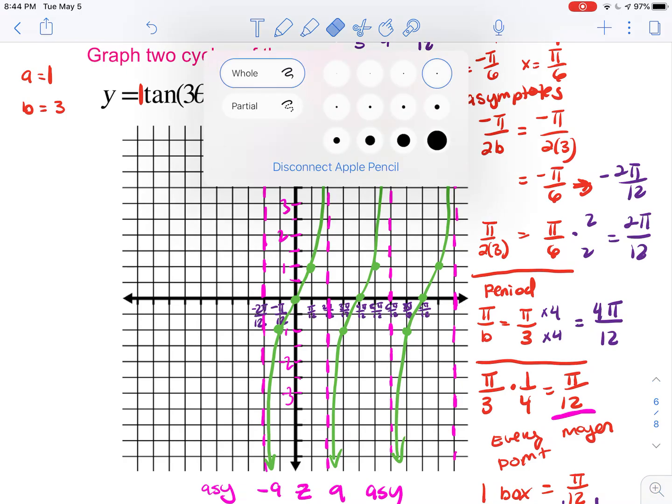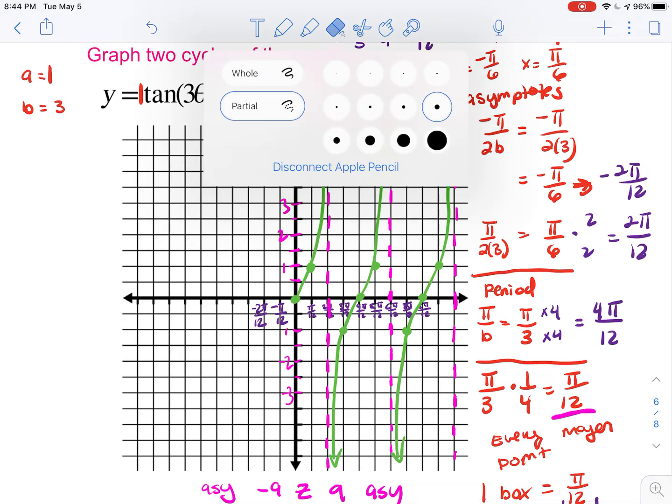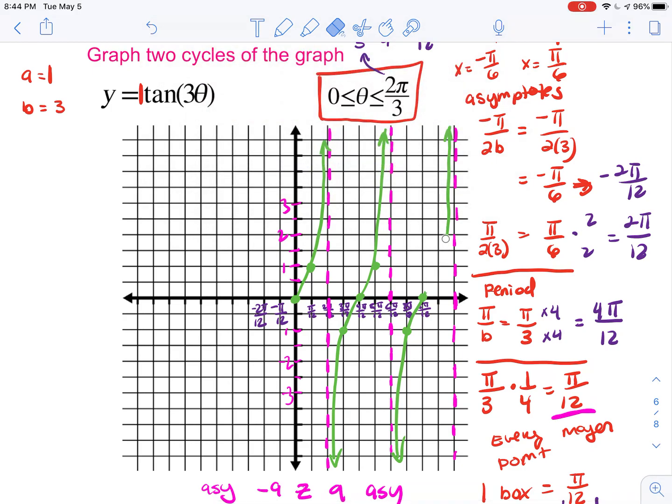What's left for us to do is to make sure we are following our directions. So we want to start at 0, which means I don't need anything in this negative section. So I'm going to actually start erasing. So that can go away, that can go away, right? And this right here can go away, starting at 0. So we only have the top part of my graph there. And we're going to end at 8 pi over 12.